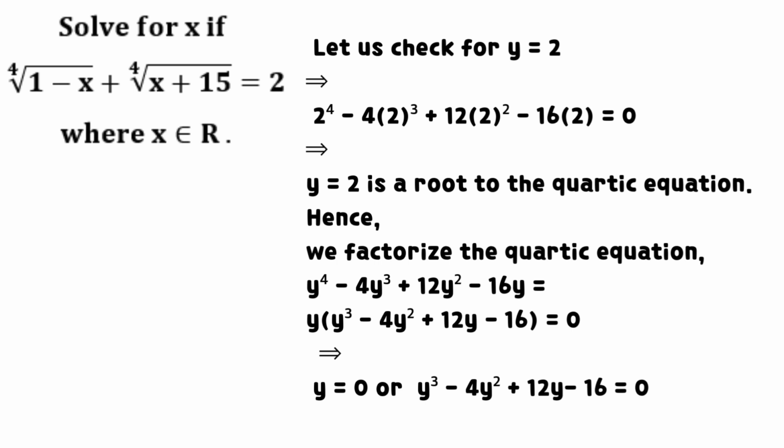We factorize the quartic equation, so that the product of y and the cube of y minus 4 times the square of y plus 12 times y minus 16 equals 0, as shown on the screen. This implies that y equals 0, or the cube of y minus 4 times the square of y plus 12 times y minus 16 equals 0.